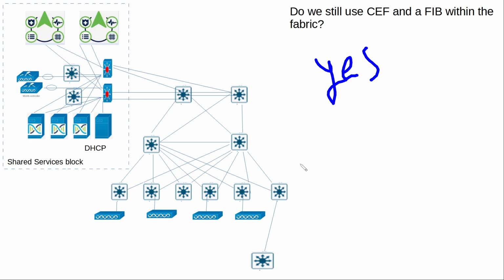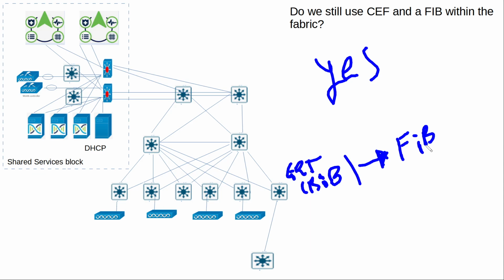For instance, we are going to take the global routing table that comes from the underlay, create a routing table, and then feed this into the FIB in order to move packets as fast as possible using CEF. So we are still using CEF within the fabric.